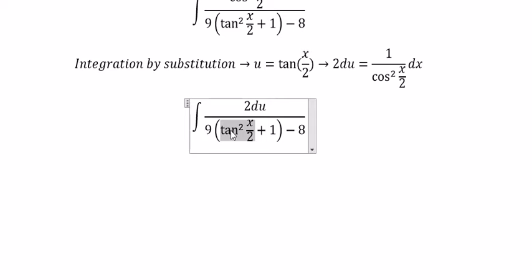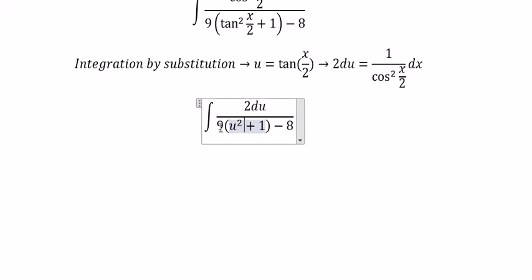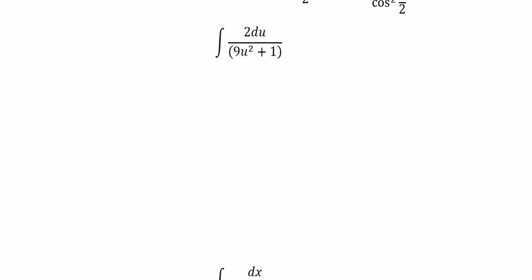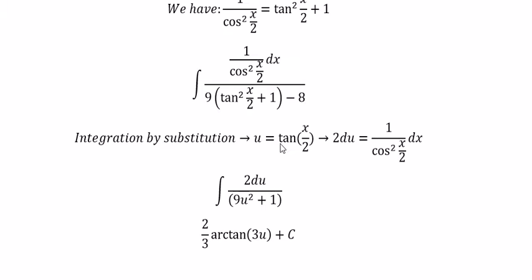This one you got u square. Number 9 minus 8, you got 9 multiplied with number 1 minus number 8. So you got positive number 1. And now we got the final answer. About u, we need to change back for this one.